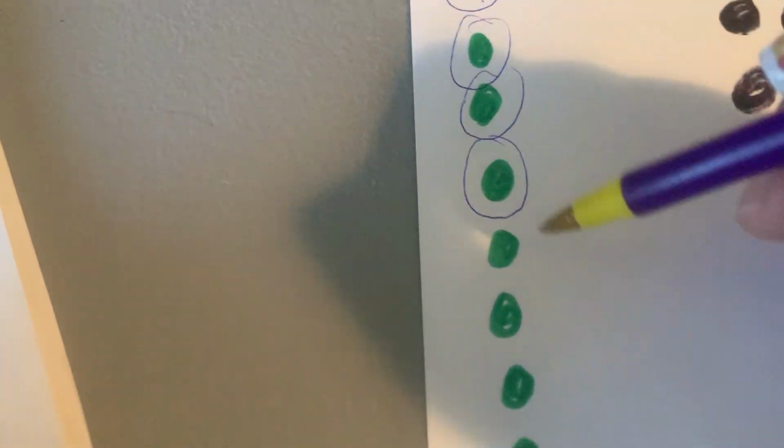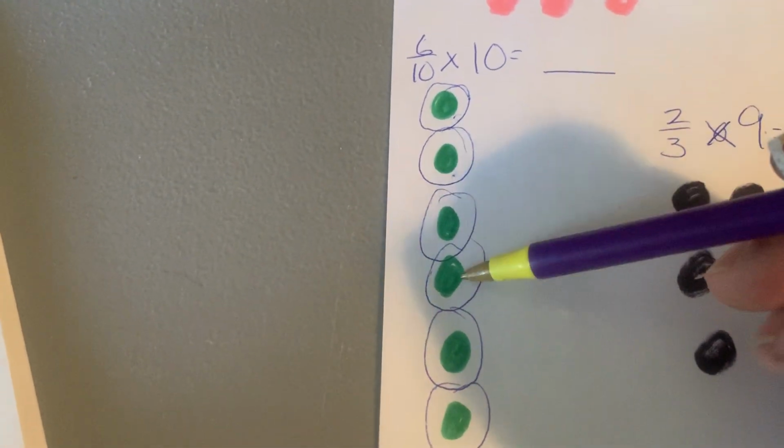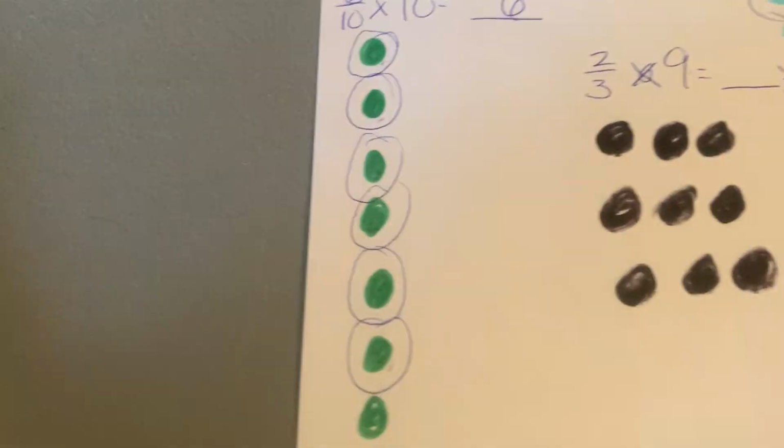And then I'm thinking about 6 of those groups. So I'm going to circle 6 of those groups. 1, 2, 3, 4, 5, 6. And I know 6 times 1 is just plain 6.